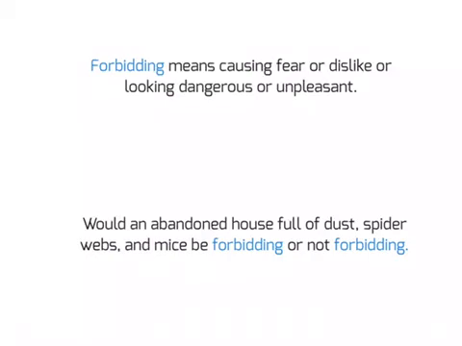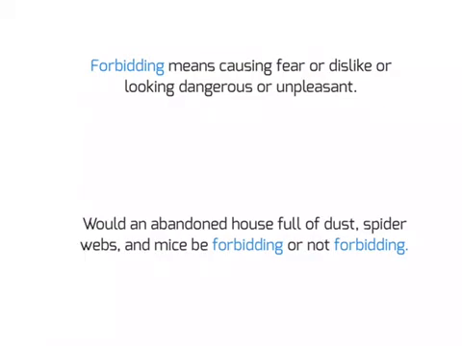So forbidding means causing fear or dislike or looking dangerous or unpleasant. So that water in that picture we just looked at, the water looked maybe dangerous or unpleasant. Wouldn't be water that you would want to go swim in. So forbidding isn't a positive thing.